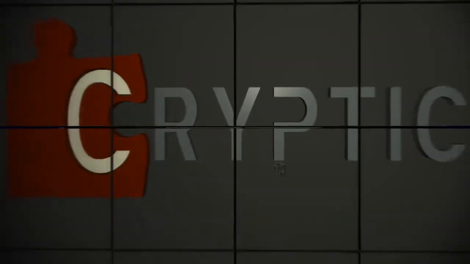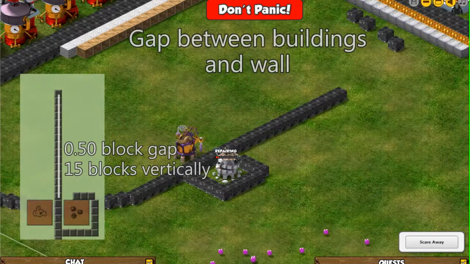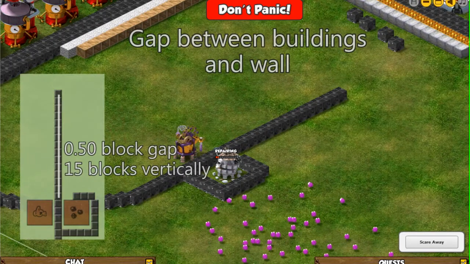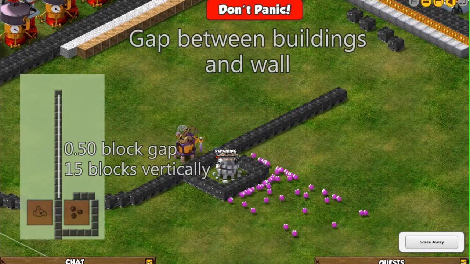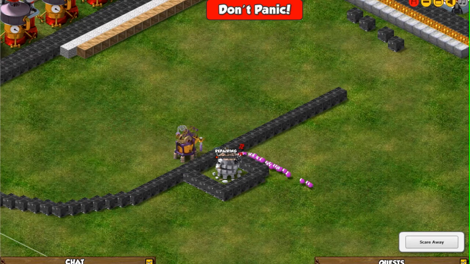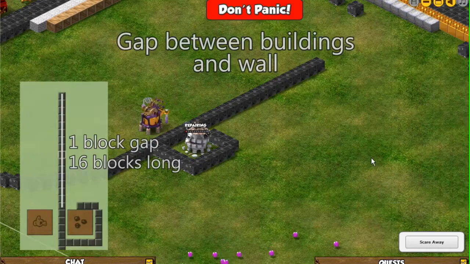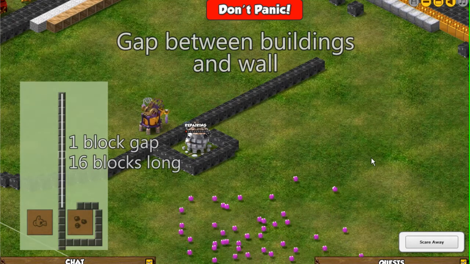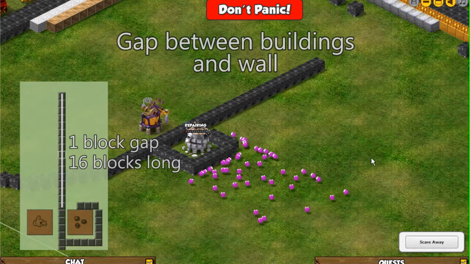Here we're going to take a look at gaps between buildings and walls. And here we got a 0.5 gap between buildings and walls, and it passes 15 blocks vertically. As you can notice, I count the gap on each side of the wall. So here we got a 1 block gap, and it passes 16 blocks, which is 1 block longer.